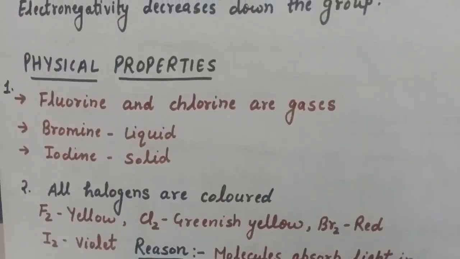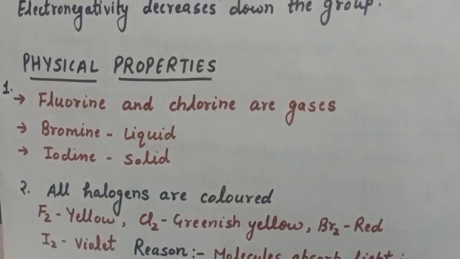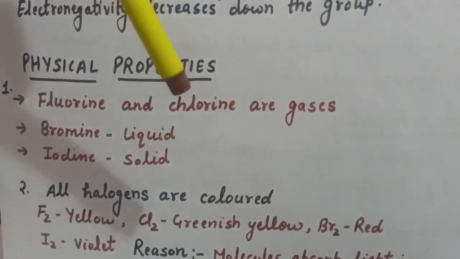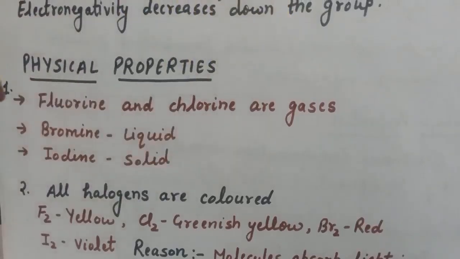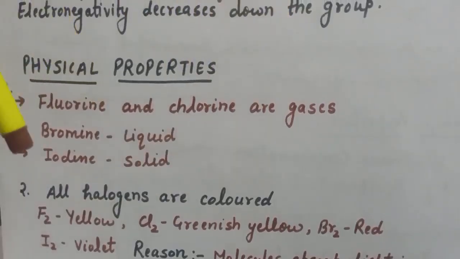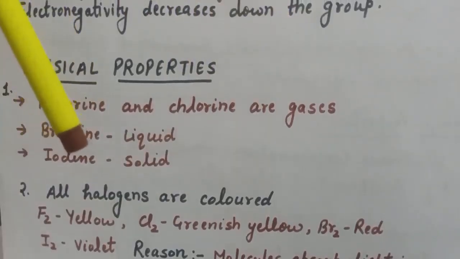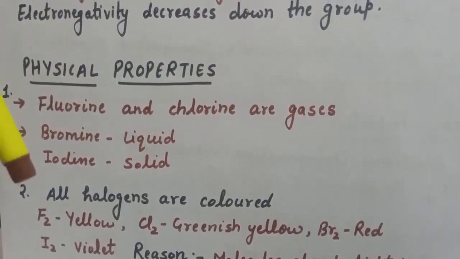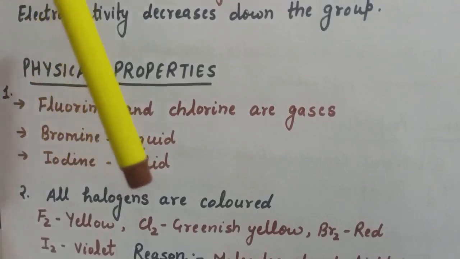Now we will discuss the physical properties of group 17 elements. First, fluorine and chlorine exist in the form of gases. Bromine is a liquid and iodine exists in the form of a solid. Next physical property is color, and all halogens are colored.